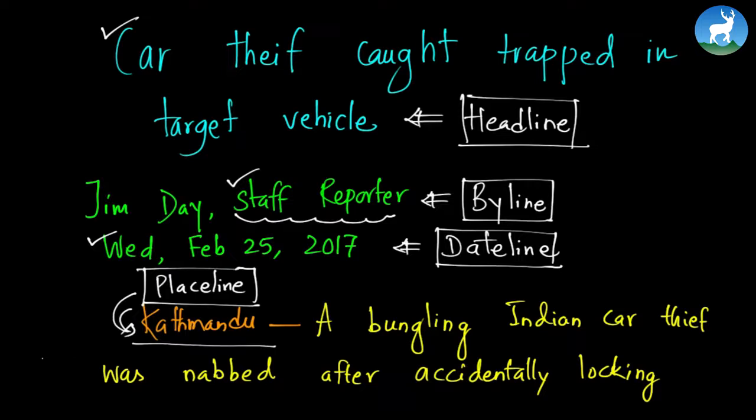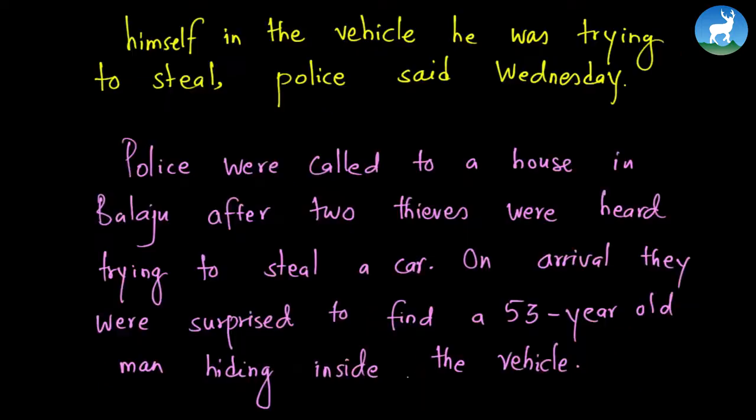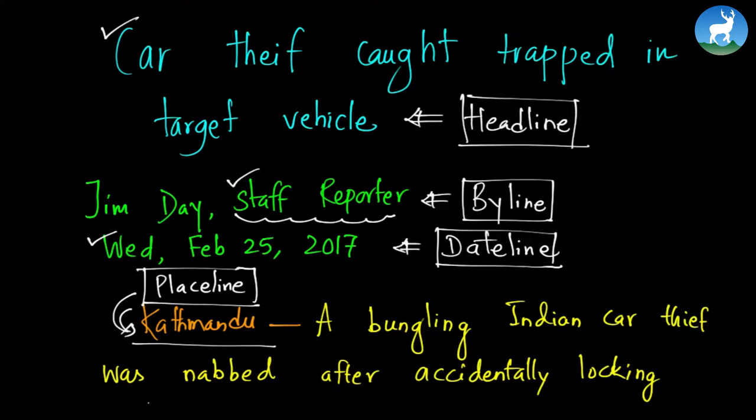A bungling Indian car thief was nabbed after accidentally locking himself in the vehicle he was trying to steal, police said Wednesday. Now, let me ask you, what is this? It is called the hook. That's another name for it. It is also called the lead. Now, let's understand about the lead. So, the first sentence is called the hook.